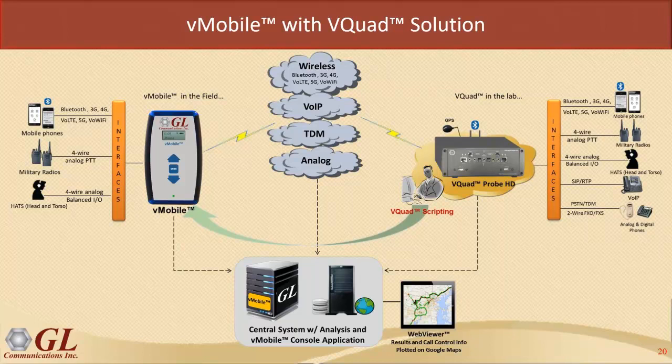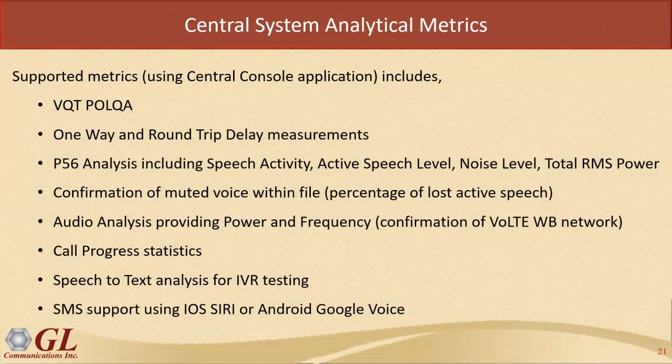So for the central system, as I mentioned earlier, that's where all the analysis is going to take place. The vMobile is not analyzing the files; it's just transferring them back to the central location. At the central location, that's where we're going to be able to perform the VQT POLQA test, which is ITU P863, and generate a mean opinion score. We'll also do the one-way and round-trip delay measurements.